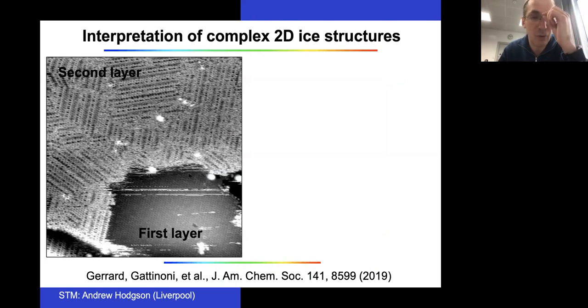Again, just to illustrate before taking a break, that systems can be incredibly delicate, and I think this set of images illustrates the delicacy quite nicely. So this is an STM image of an ice film on a copper surface. In the bottom right-hand corner is a copper surface covered in a single layer of water. And in the remaining region, we have a copper surface covered in two layers of water.